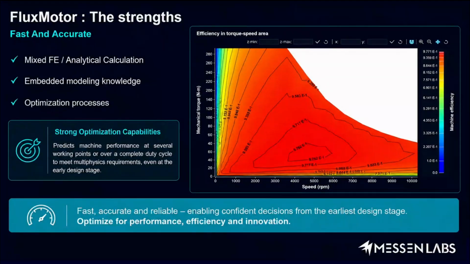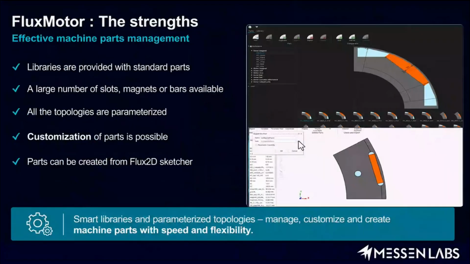Okay. And then, yeah, more strengths or more capabilities of the software. So effective parts management, as I was mentioning, be it for the slots or the magnets, a very wide library of components is available. We just need to pick and choose, parameterize, and use it basically. And we can bring in our own custom parts as well. So from the Flux 2D capability of SimLab, we can just sketch our custom CAD and we can easily bring it here and use it. So smart libraries and parameterized topologies, so we can manage, customize, and create machine parts with speed and flexibility.